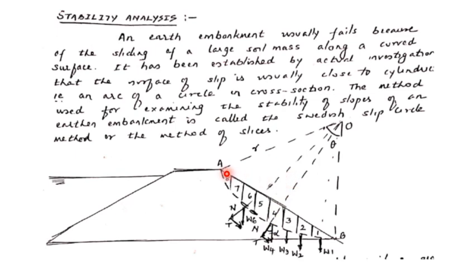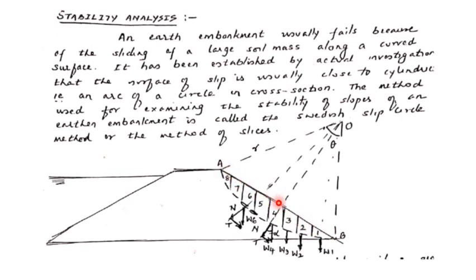Now for this method, if we want to find out the stability of the downstream slope, we select a point O and then draw a slip circle. Let OA be the radius R, and similarly OB is also the radius R. The angle between OA and OB is known as theta. So if you want to find the total length of the arc of the circle, it is given by R into theta.